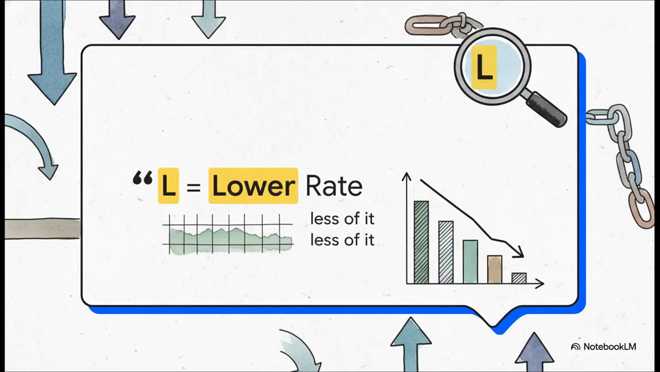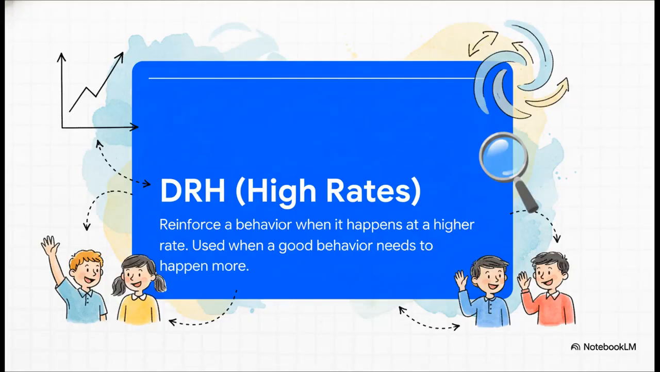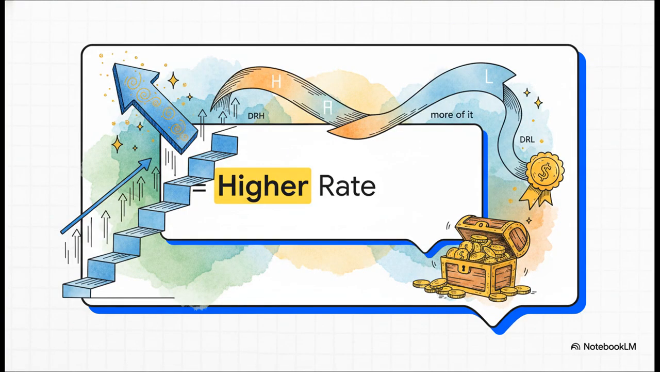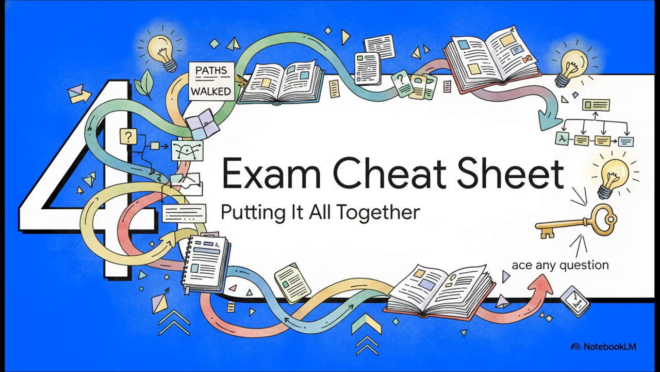And the memory trick here, it could not be easier. L is for lower. You want a lower rate. That's it. And on the flip side, we've got DRH. This is for those awesome behaviors that you just wish you saw more often. You know, like a kid who rarely cleans up their toys, or a coworker who has great ideas but hardly ever speaks up in meetings. With DRH, you're rewarding them for doing that great thing more often, for cranking up the rate. Yep, you guessed it. The memory trick is just as simple. H is for higher. You want a higher rate. DRL and DRH, they're just two sides of the same coin. Lower and higher.